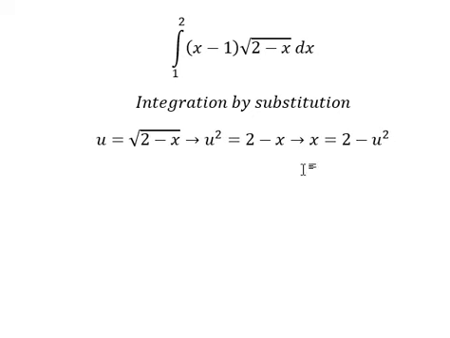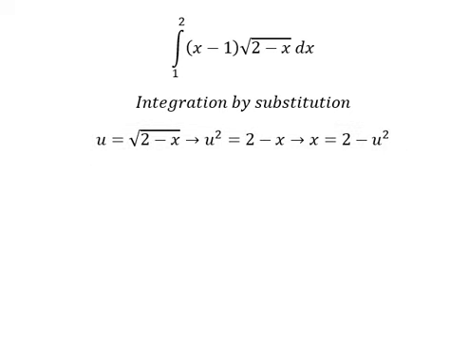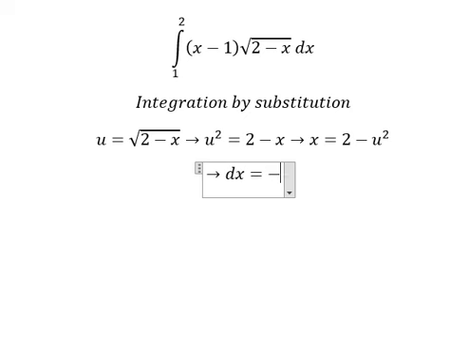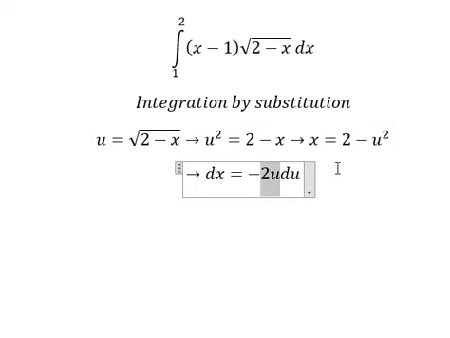Next, we need to first take the derivative of this one, and we have ds equals negative 2u du. This one is a constant, so you get number 0. This one we have 2u.